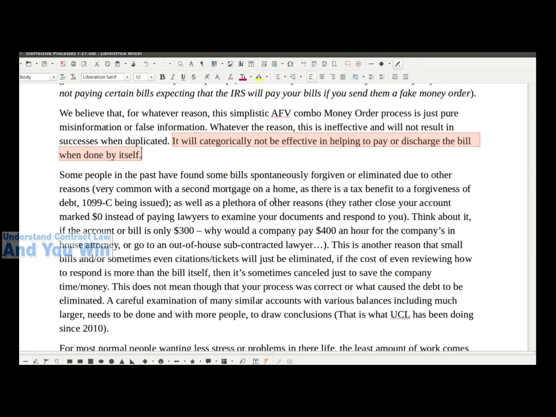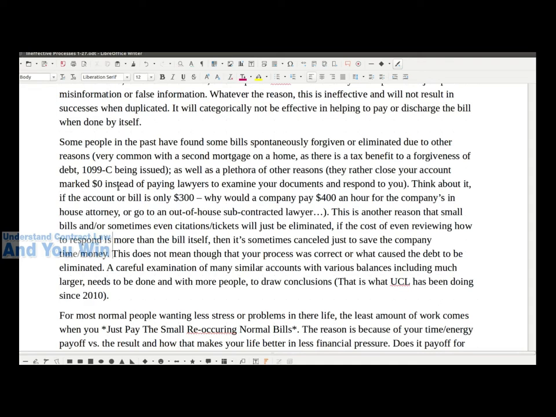So, therefore, you can make decisions; there is a debate. Some people, I guess, might still believe it works. I don't believe it works, so you can make your own decisions. Some people in the past have found some bills spontaneously forgiven or eliminated due to various reasons. Very common with a second mortgage on a home, as there's a tax benefit to a forgiveness of a debt, a 1099-C being issued, and the company receiving a tax credit and actually making a profit, as well as a plethora of other reasons.